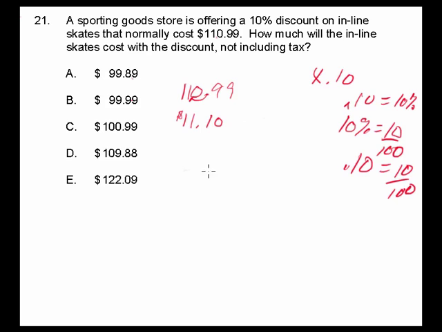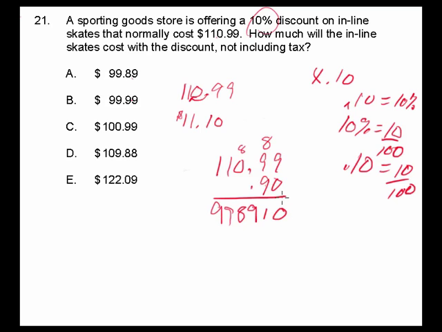Here's an even better way. The price is $110.99. If you get a 10% discount, how much are you paying? You're paying 90%. So you can then just multiply this by 0.90. You can punch this into your calculator or just do it longhand. 9 times 9 is, of course, 81. And that gives us 99.89 is what we're going to pay.